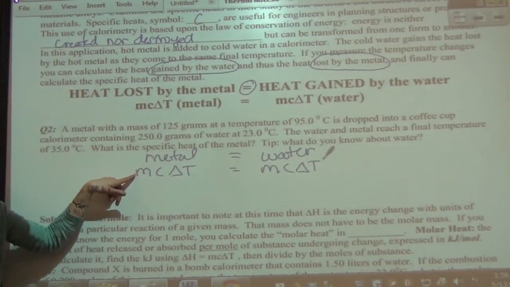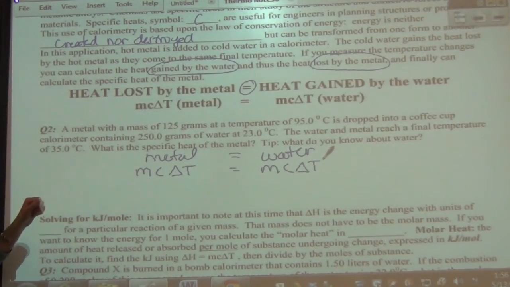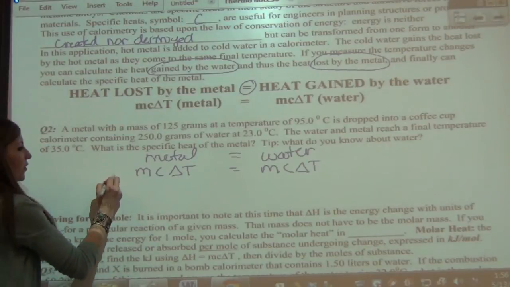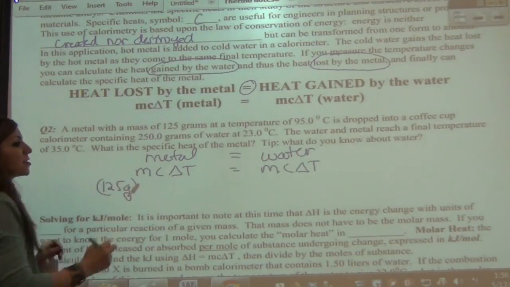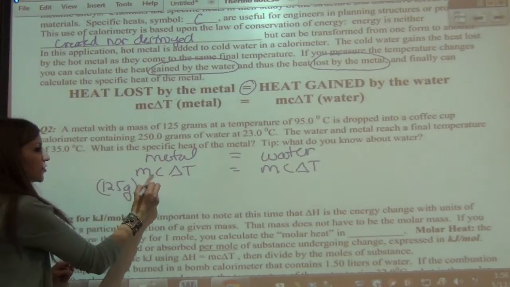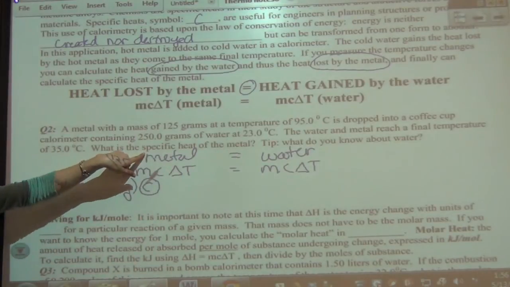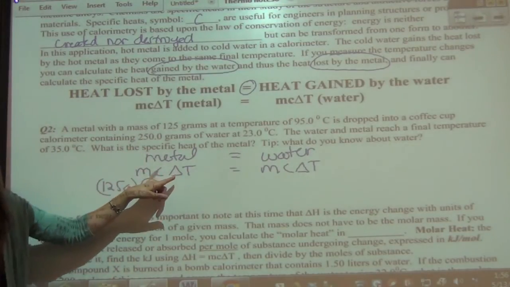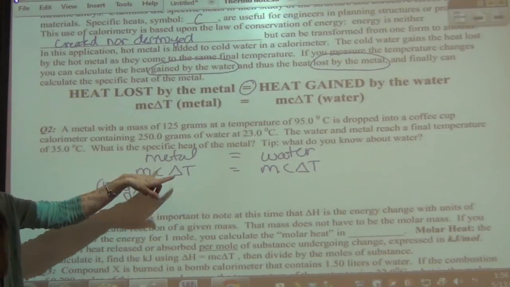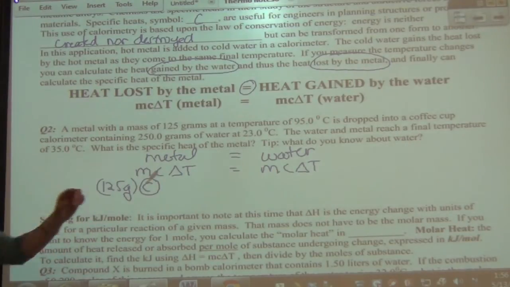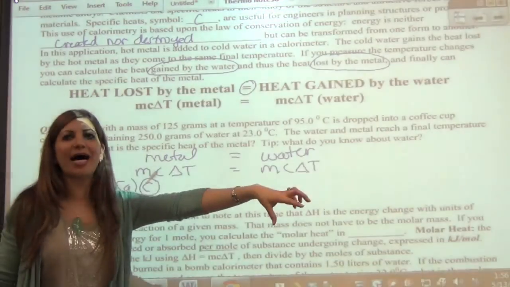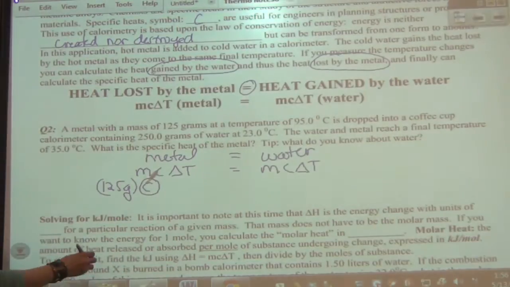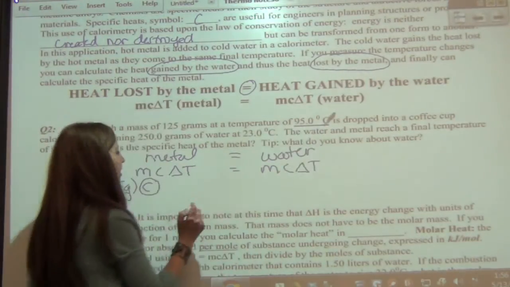Do we know the mass of the metal? What does it say in the problem? 125 grams. Awesome. The specific heat of the metal is what we're looking for. So that's our C of the metal. Again, it's on the metal side. Can we figure out the temperature change of the metal? This is the hardest part of this. What did the metal start as? It was in the hot beaker. What did it start as? 95. Awesome. That's the starting of the metal.